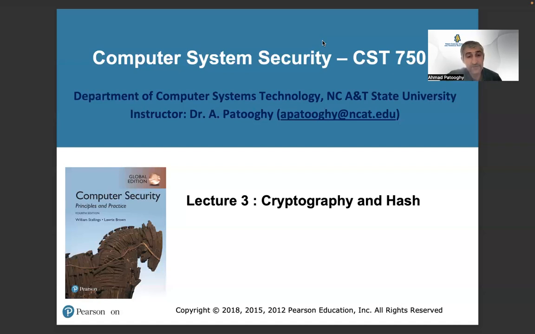So in this lecture, we go into detail. We talk about cryptography. What is cryptography? What are the types of cryptographic algorithms? How might they be different from each other, and what are the computational and security implications? And we also talk about hash. What's the difference between cryptography and hash? What are the situations or cases where we need cryptography, and where do we need hash?